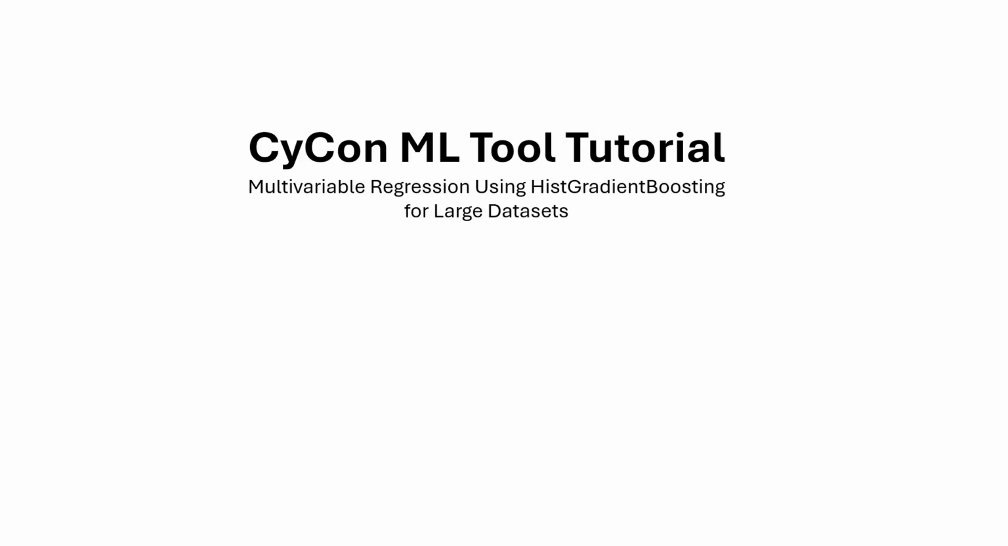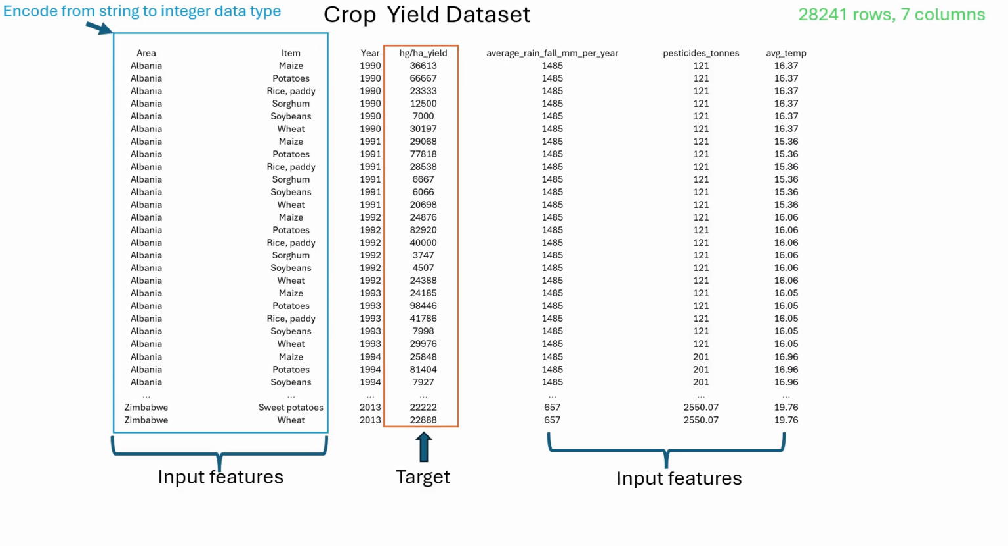Welcome to this Scikit machine learning tool tutorial. In this video, I'll demonstrate how we use Hist gradient boosting regressor to perform a multivariable regression task on real-world agricultural data. Our goal is to predict crop yield based on multi-input features using an efficient and scalable gradient boosting method. Hist gradient boosting is particularly powerful for large datasets, and we'll see how it improves training speed and predictive accuracy.